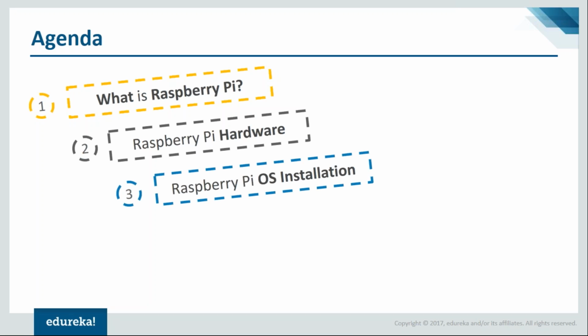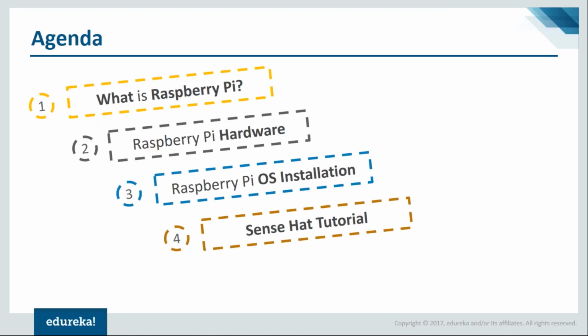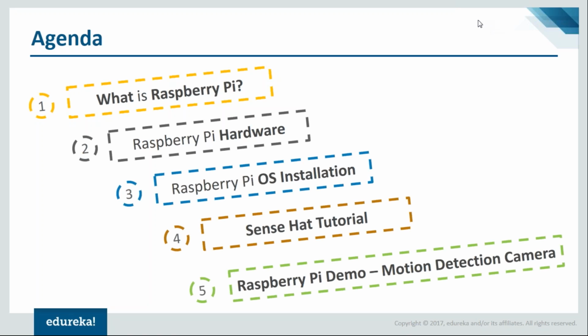After that, we'll be looking at how to install an operating system on Raspberry Pi, and then we'll be looking at a tutorial using one of the major additional components to Raspberry Pi, which is Sensat. Following which, at the end of the session, we will be looking at a demo using Raspberry Pi, which is going to be a motion detection camera. Now, in our Sensat tutorial section as well, we'll be looking at 5 different demos, thereby giving you a complete understanding as well as a good learning experience from this session. Now, I hope you guys are definitely interested for this session.